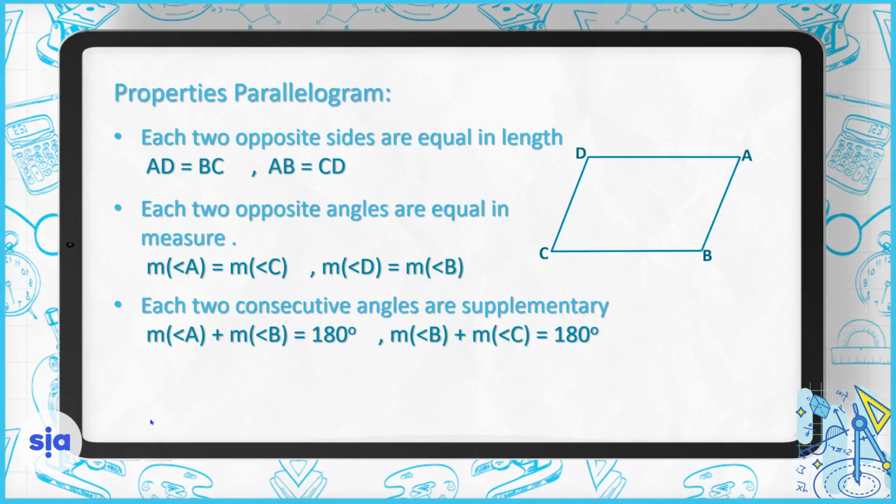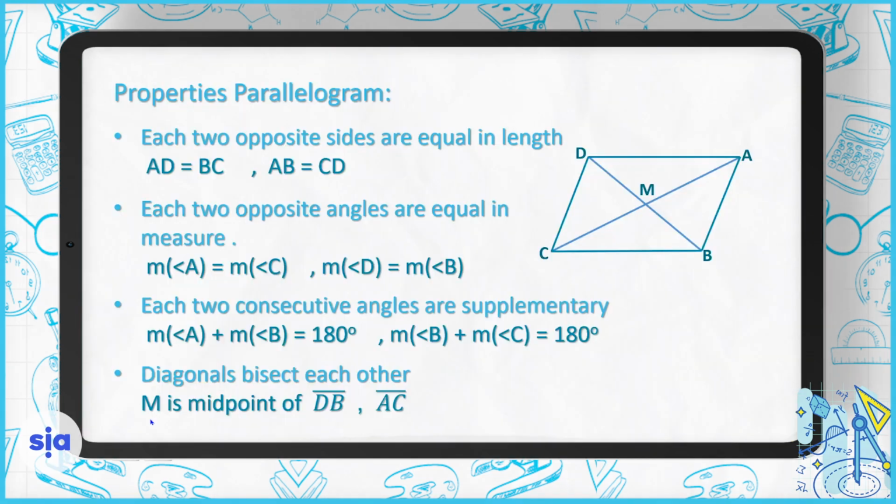What do you mean by supplementary? Their sum is 180. So as you can see here, the measure of angle A plus the measure of angle B is equal to 180 and the measure of angle B plus the measure of angle C is equal to 180. Again, let me make this clear. Consecutive angles are the angles that are next to each other. So any two angles next to each other, the sum of their measure is equal to 180 degrees.